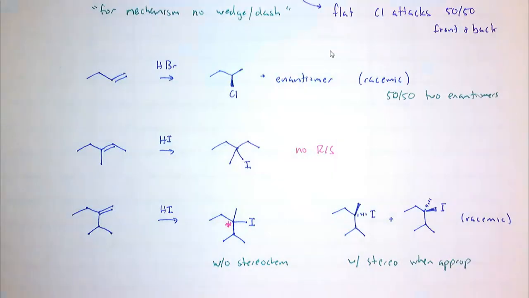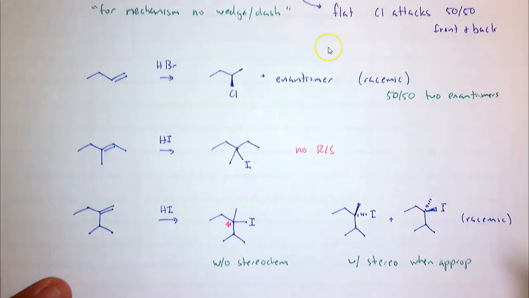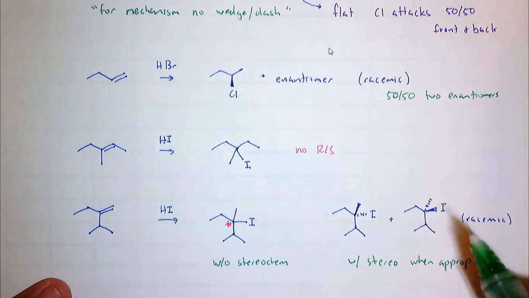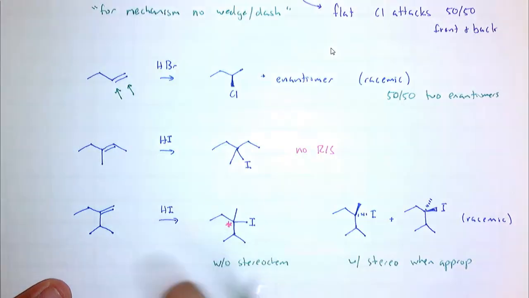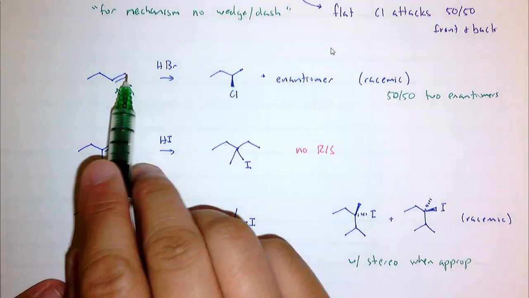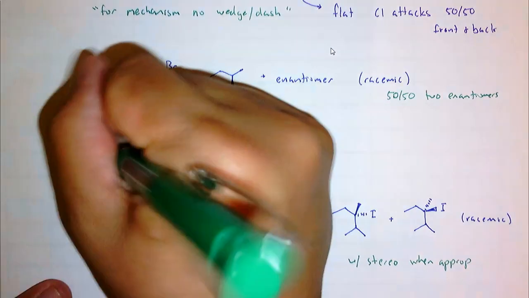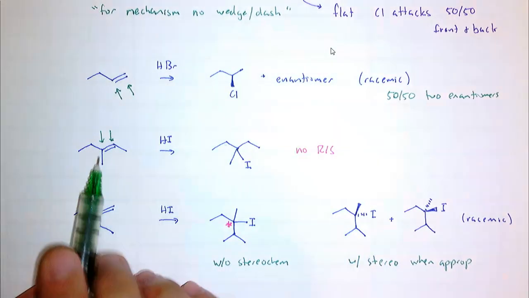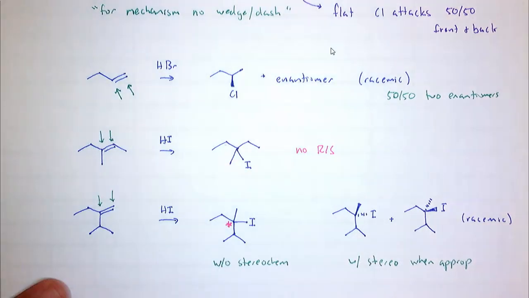I've talked about Markovnikov already, so I'm not going to dwell on that here, but what does Markovnikov tell you? Markovnikov tells you that the major product comes from the more stable carbocation. So when you look at this situation, you want the H on the less substituted carbon and the carbocation on the more substituted carbon. And same thing for here. Okay. Markovnikov said that.